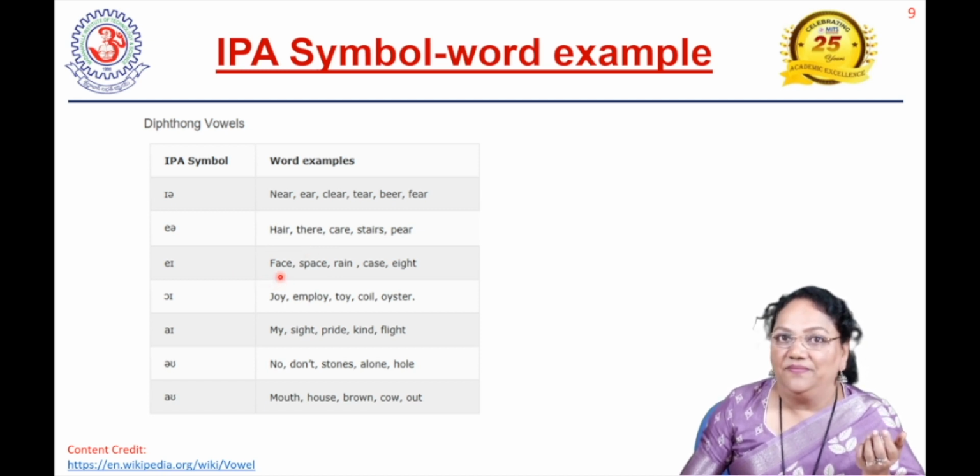Face, phase. It's not face, it is phase. Space, rain, case, eight. Fine. Next, joy, employ, toy, coil, oyster. Okay. Next comes a little longer sound. Now it is /aɪ/, a little longer: my, sight, time. You have time. Pride, kind, flight. Like that.